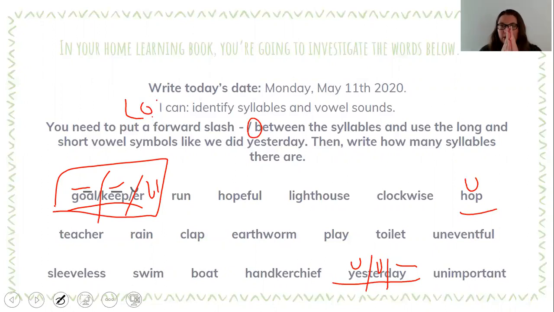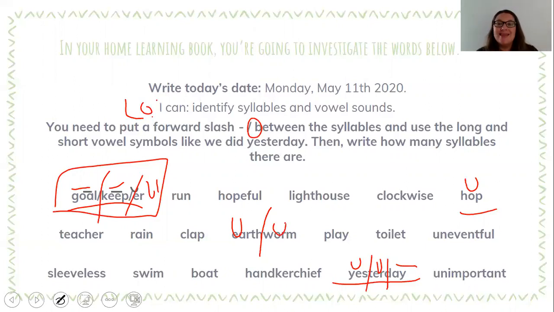Let's try earthworm, okay? So I have earthworm, 2 syllables. So I'm splitting it up after earth and worm. That's actually a compound word. Maybe some of you thought about it. Now I'm gonna listen to the sounds. Earth, earth, earth. It's not Eve. So earth is not the E sound, so it's a U. Now worm, again, it's not warm, so that's a U, okay?